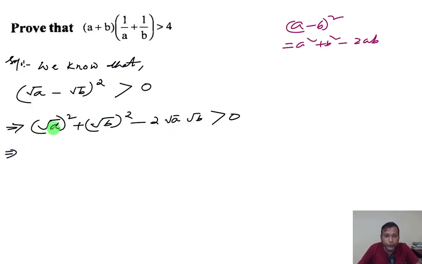And we know root a square is a. Root a square is always a, and root b square is b. And this minus, when it moves to the right hand side, it becomes plus, and root a into root b is root ab. Let it be equation 1.